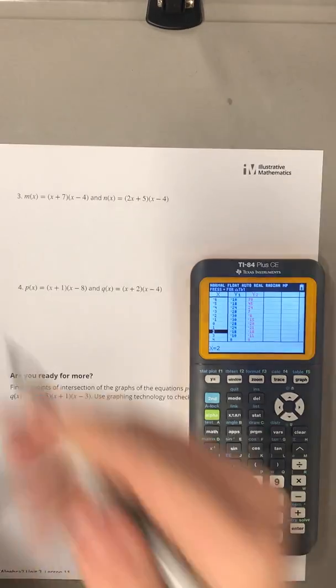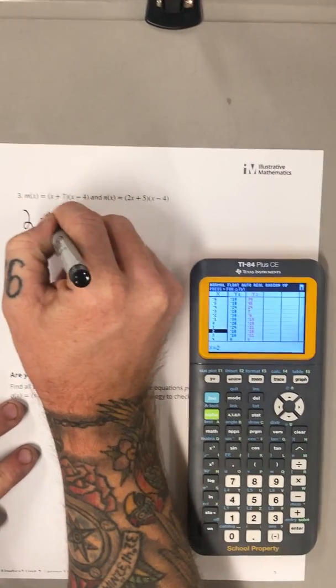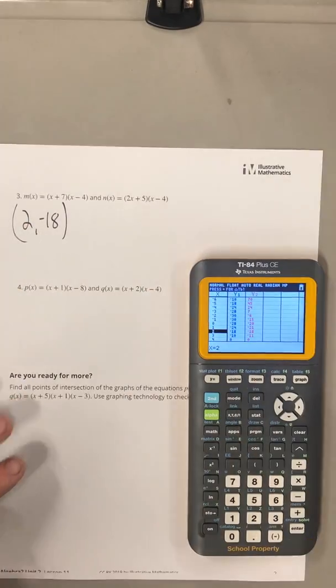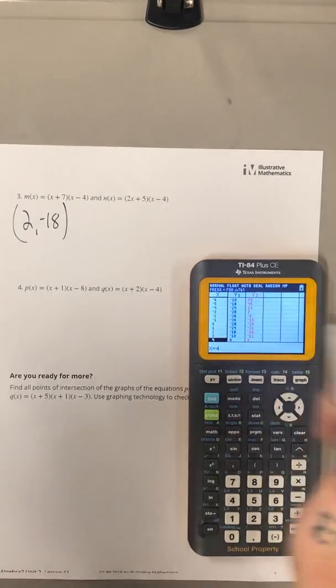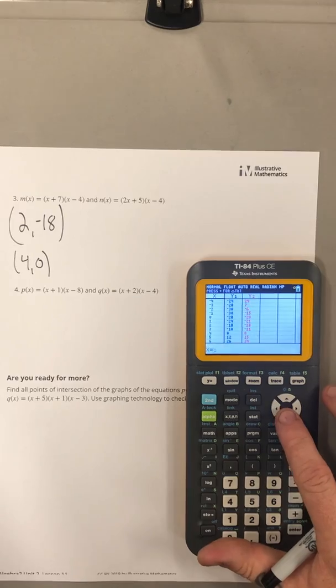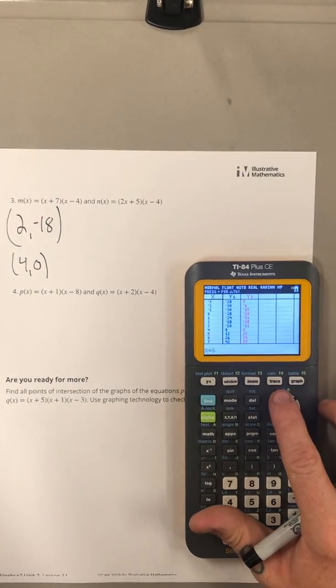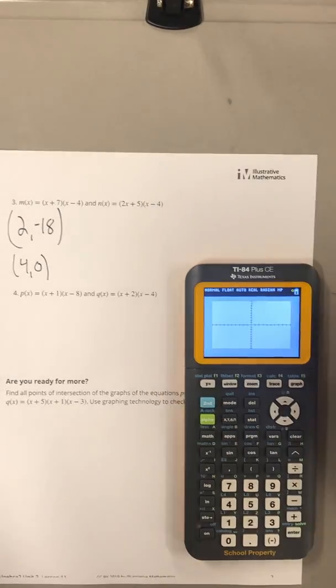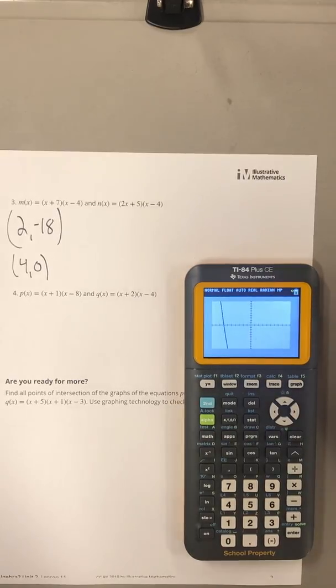So we have 1 at 2 and -18. You can see that. And then 4 and 0. And it's always a good rule of thumb to check. That's why we look at the graph a lot of times first too, to see how many actual intersection points there are. Because if there's 3, you would be able to see it on the graph.